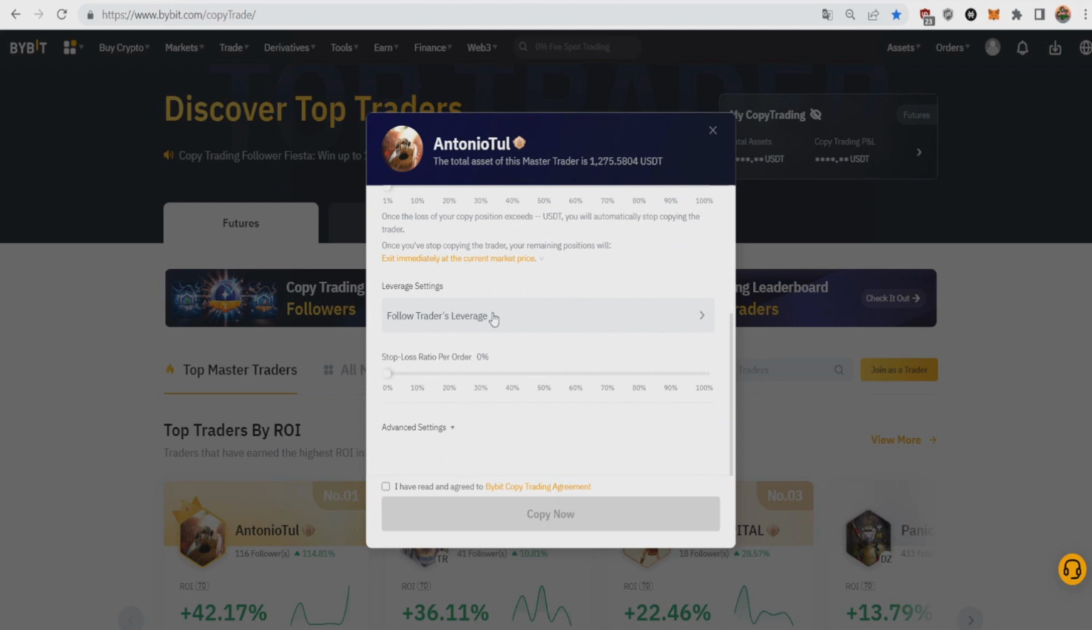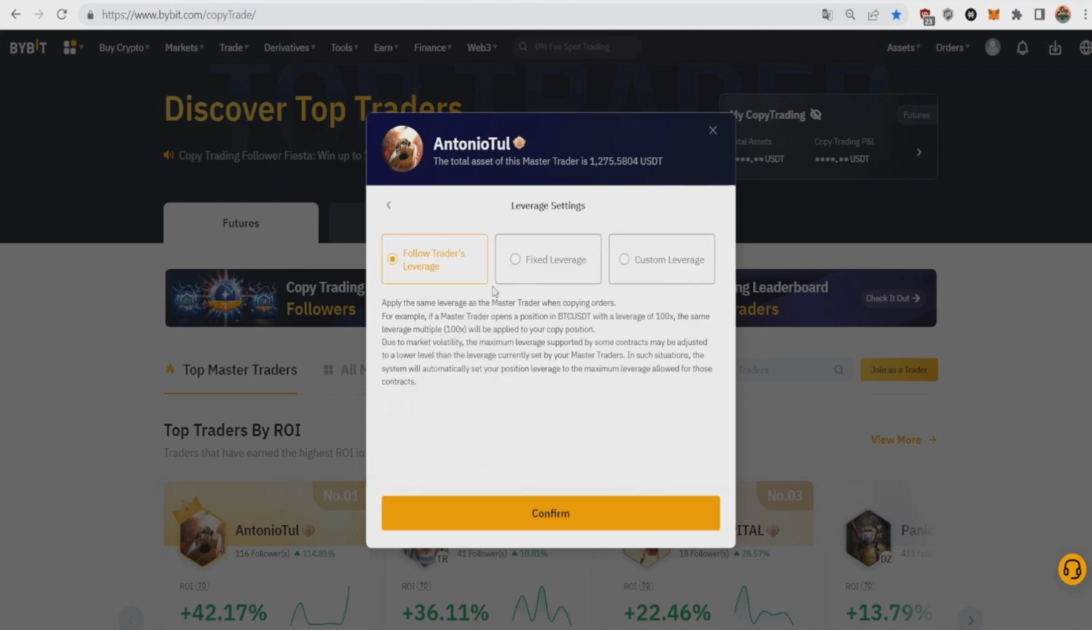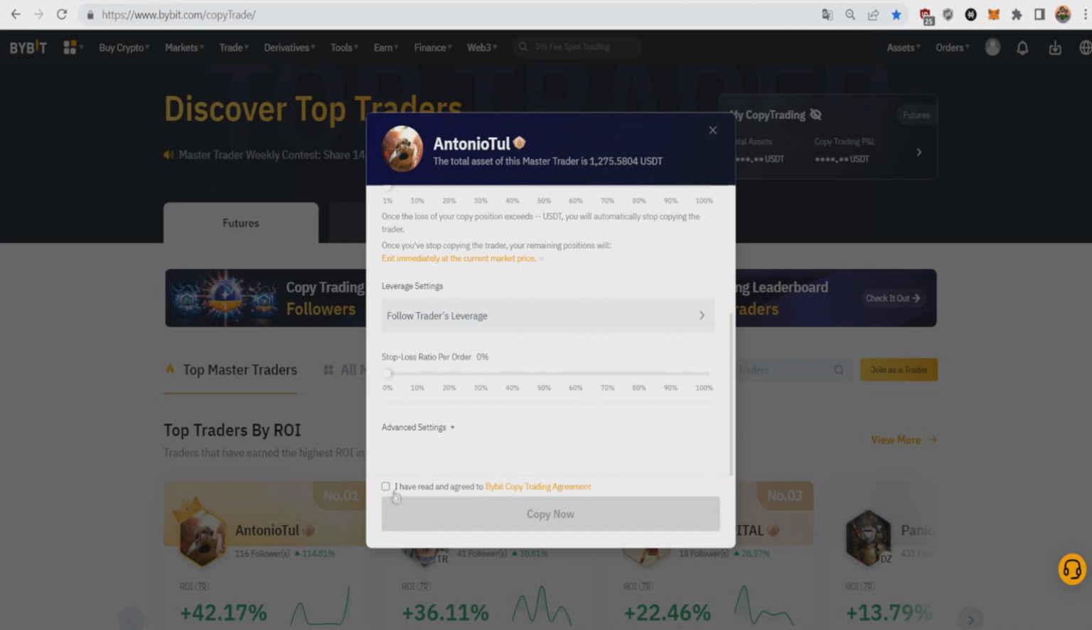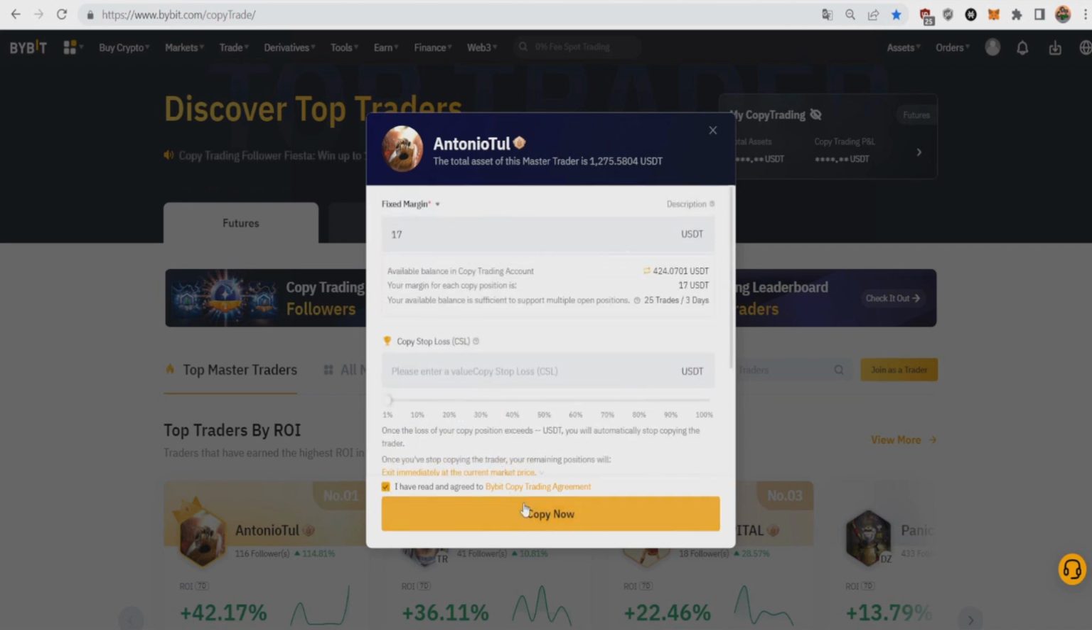The next step is really important, leverage settings. Just follow your trader's leverage settings, because a lot of people, even though copy traders win every trade, lose money because they're too greedy. Don't get too greedy, just confirm. And after you've done everything, you just click I've read and just agree, guys, and you can start copying now.